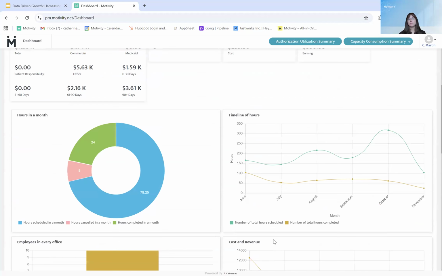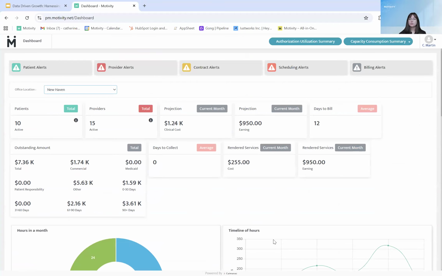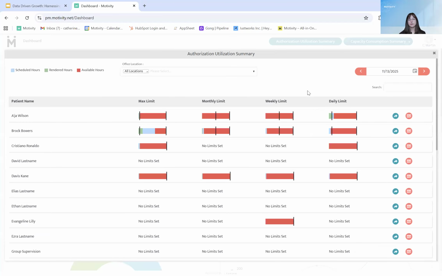Now that we've seen this overview, I actually want to dive into the aspects of the system to start to show you how this data drives informed decision making. Up at the top here, I mentioned our authorization utilization summary. As stated, this gives you a breakdown of the hours utilized for these authorizations across your patients.